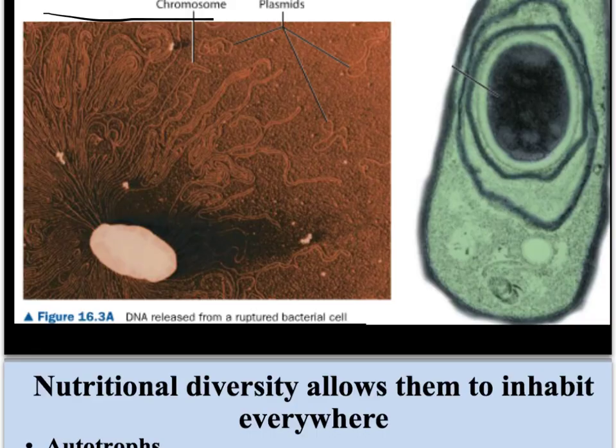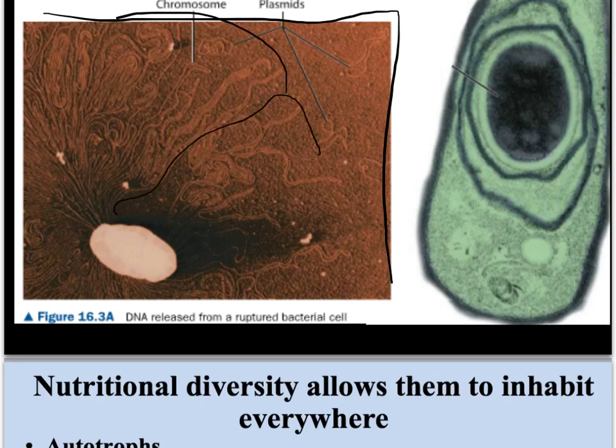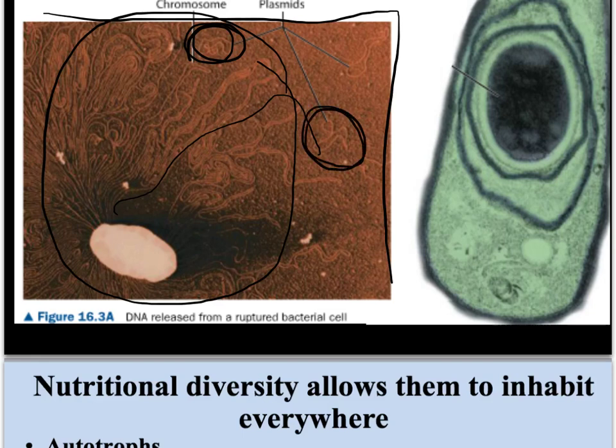Alright, so here is the picture of the bacteria. So all of this is one circular chromosome. It's all connected. These little guys are plasmids. Do you see how they're completely separate? They're little circles off by themselves. So you have plasmids and a chromosome. One giant chromosome. So here's a bacteria cell. It's been ruptured. That's why its DNA is spewing everywhere.